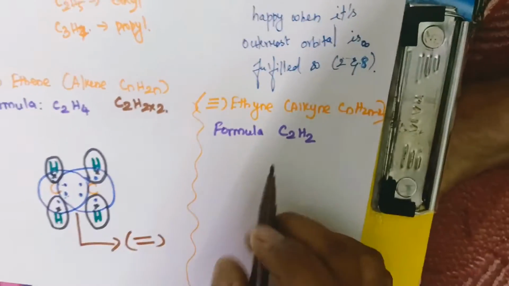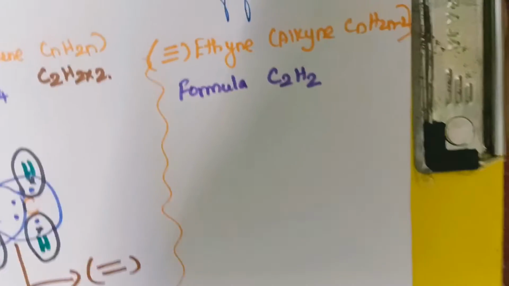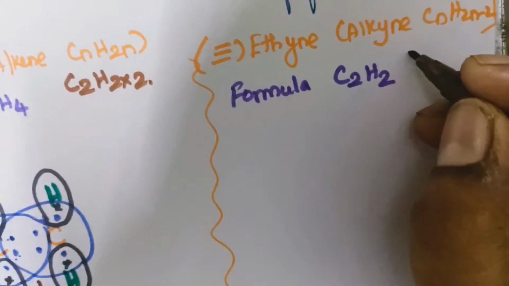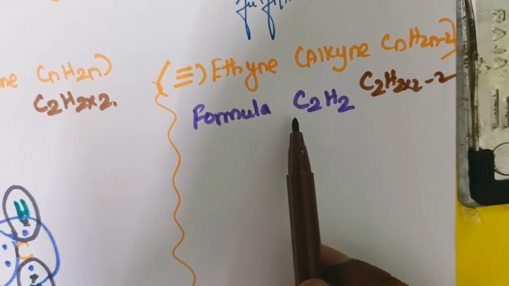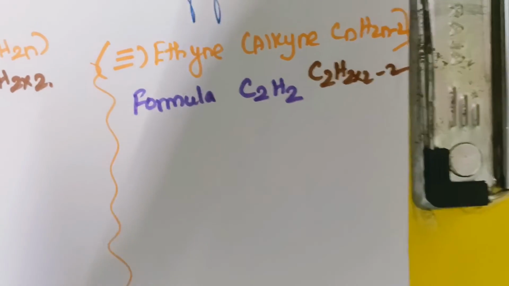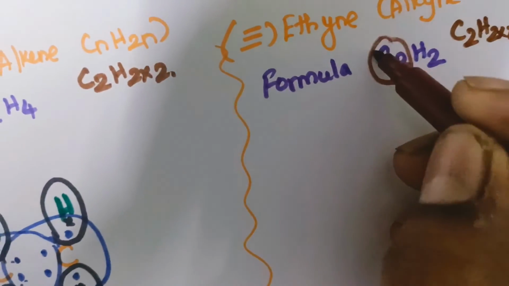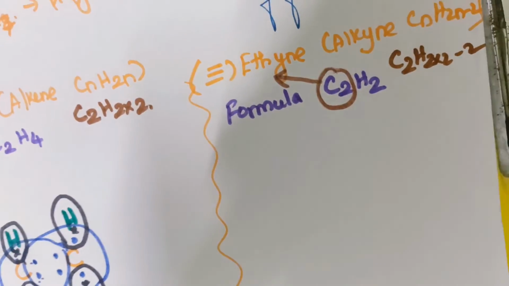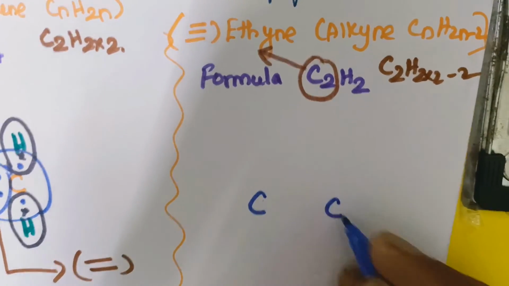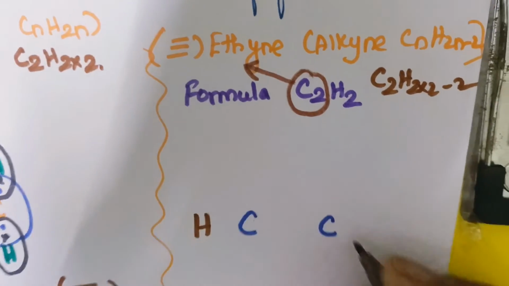Next we are going to see ethyne, an alkyne. What is the general formula of the alkyne? CnH2n minus 2. So here C2H(2 into 2 minus 2). The molecular formula is C2H2. We know that if there are 2 carbons, the prefix will be eth, so it is ethyne. How many carbons? 2 carbons. How many hydrogens? 2 hydrogens, so 1, 2.